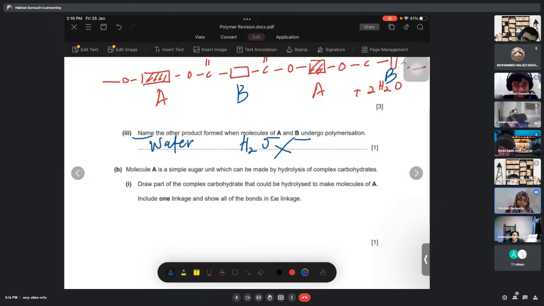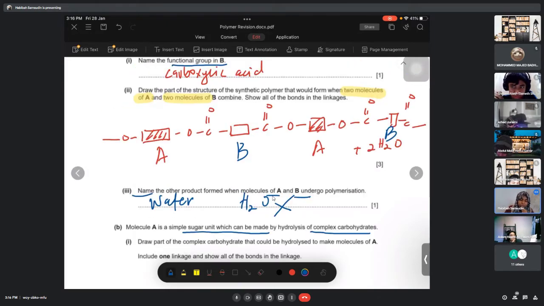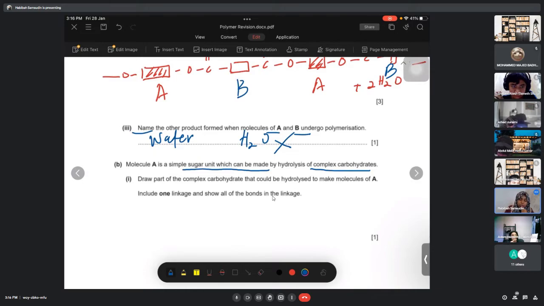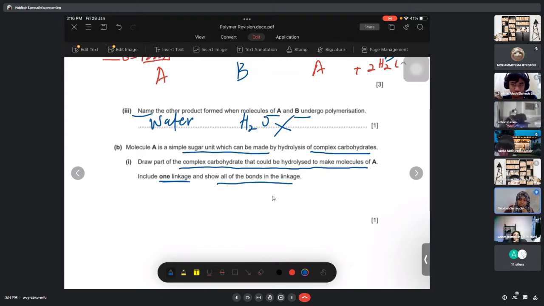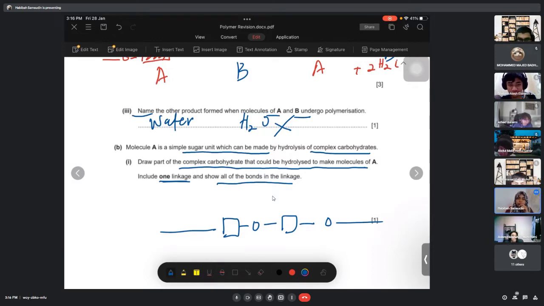Okay, molecule A is a simple sugar unit which can be made by hydrolysis of complex carbohydrate. Draw the complex carbohydrate that could be hydrolyzed to make molecule A. Include 1 linkage. Show all the bonds in the linkage. So your answer should be like this, class. I should have something like this, O, long continuous bond, long continuous bond. Do you get this?